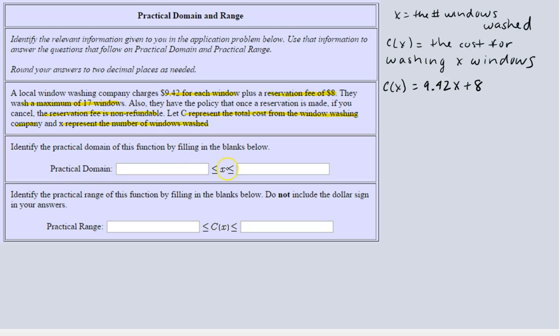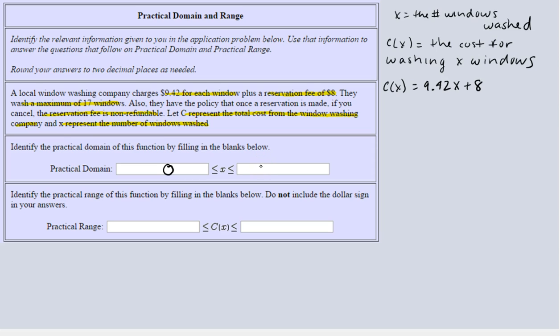So now let's think about what the practical domain of this function is. Notice they have an x in here, and the domain is referring to the permissible input values, so the number of windows washed. I think you'll agree the smallest number of windows washed would be 0. We couldn't have a negative number of windows washed. And it wouldn't be very smart to have 0 windows washed because you'd have to pay $8, but it could be that you sign up to have your windows washed and then you cancel.